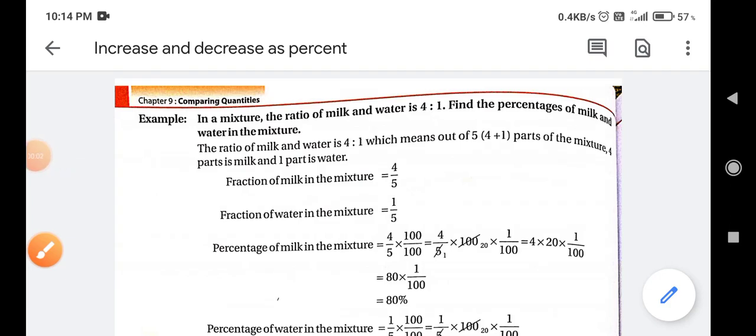Hello students, in the previous video we started chapter 9 and the topic percentage, and only two examples were pending. So firstly we are doing these examples.